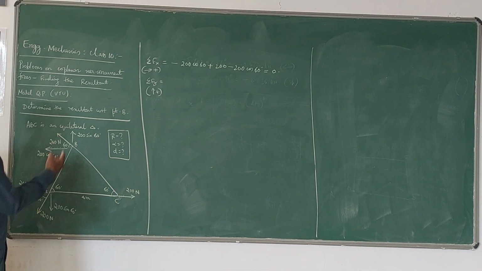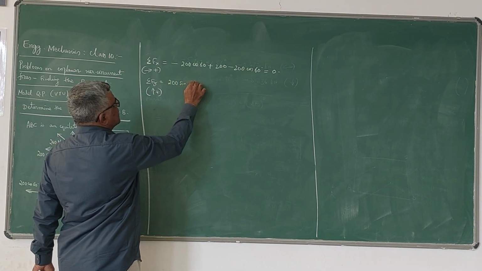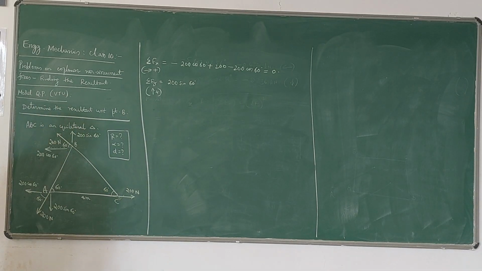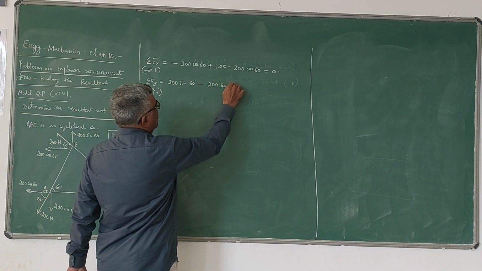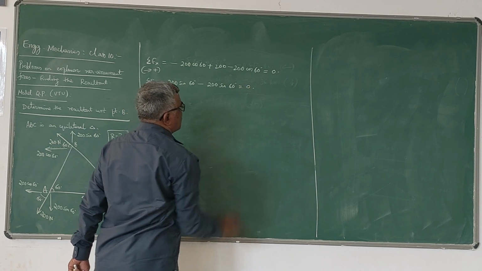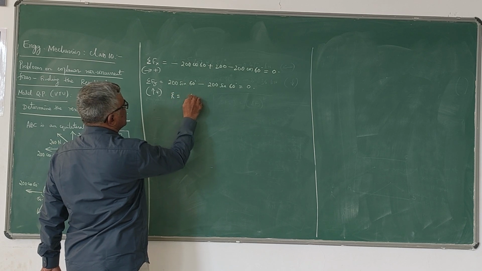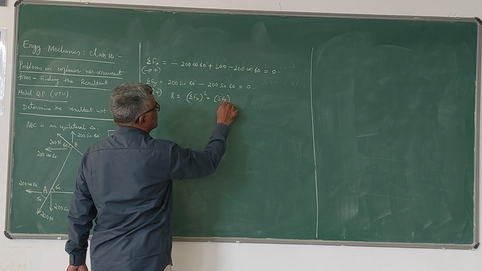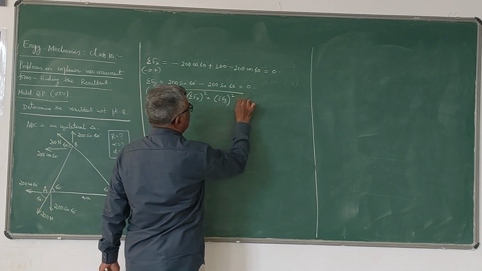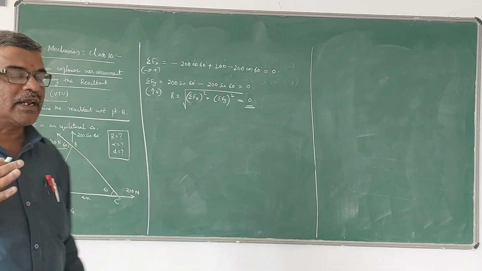Next sigma Fy. This 200 sin 60 is positive because upwards. This doesn't have any vertical component. This is negative, minus 200 sin 60. So you can see that this is also 0. So both sigma Fx and sigma Fy are 0. So magnitude of R, you know, is the square root of sigma Fx whole square plus sigma Fy whole square. This also becomes 0. This doesn't mean that the resultant is 0, but there can be a moment.